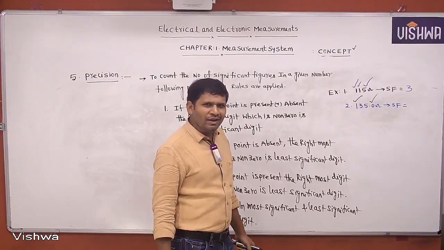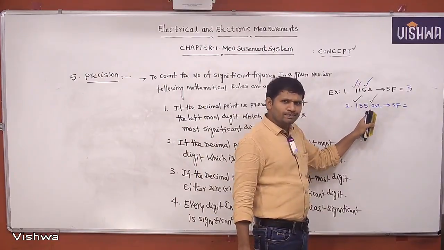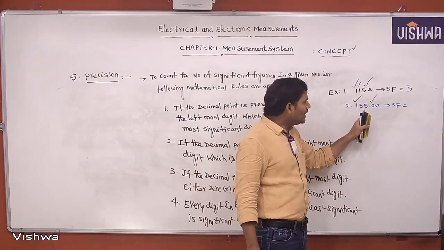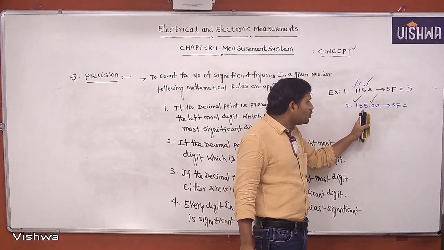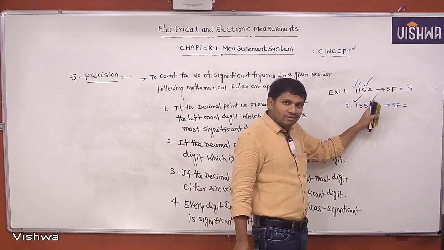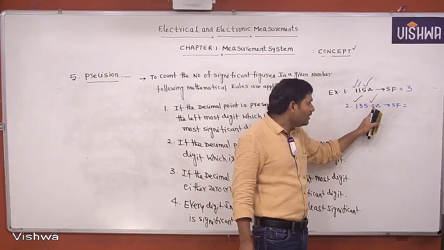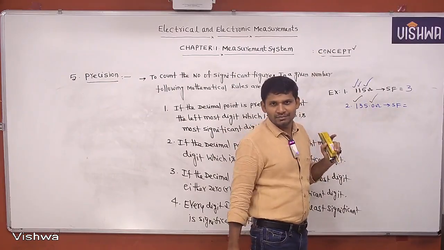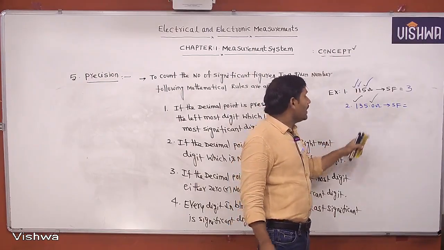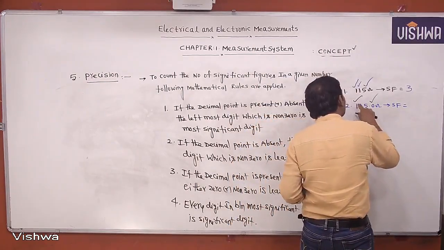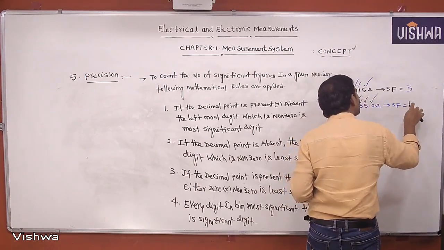Sir, why do you take it like that? Simple. 135.0 is close to 135.1, or it may be close to 134.9. There is a change in the 0, so the 0 is affected. That's why 0 is also significant. Clear? Every digit in between the most significant and least significant is significant. The number of significant figures is 4.